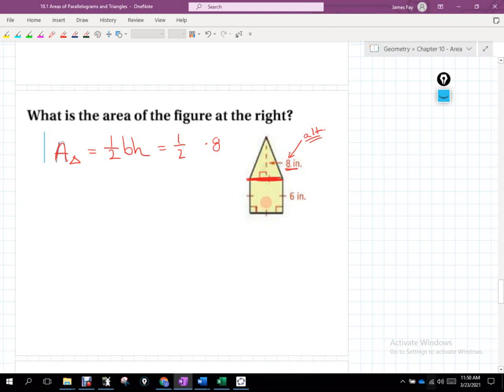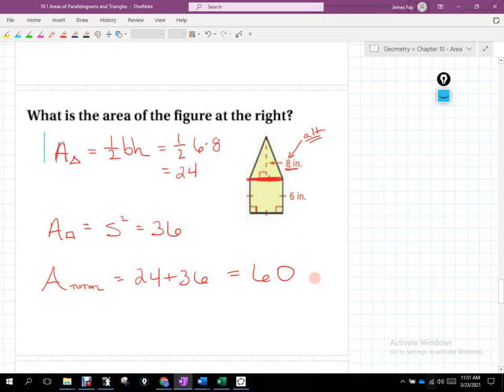Does that make sense? Okay, so that distance there then would be 6. Okay, so we get 6 times 8, 48. Half that's 24, right? Okay, then we'll look at the area of the square, which is s squared, which would be 36 in this case, 6 times 6, right? Now, what am I going to do for the composite? The area of the total would be 24 plus 36 equals 60 inches squared.